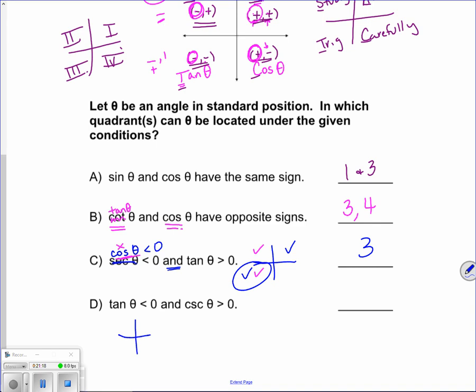Last one. Where is tangent negative? That's when the signs would be opposite. So that's 2 and 4. Where is cosecant positive? So cosecant is the flip of sine. So where is sine positive? That's 1 and 2. Where did I check twice? Quadrant 2.